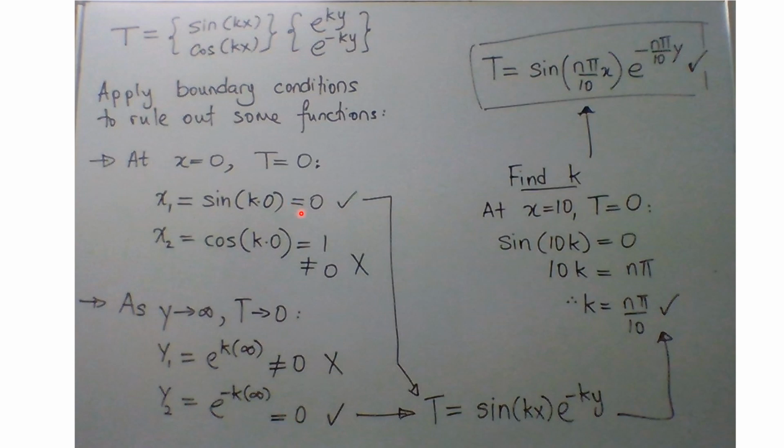So taking these two solutions, this is for the x and this is for the y, you're going to combine them, and then you have the temperature T equals sine kx times exponential minus ky. And here there is one thing which you do not know, that is your k. To find this k, you are going to apply the next boundary condition, that is x equals 10.